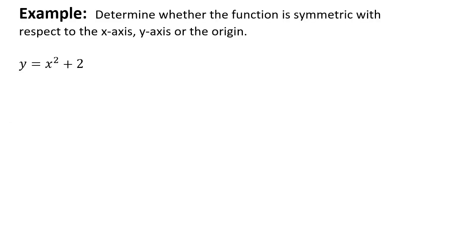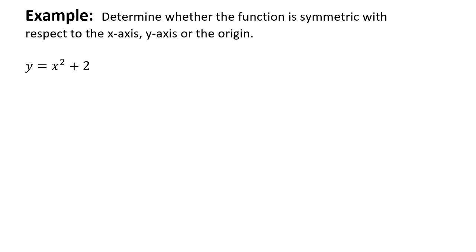We're asked to determine if the function is symmetric with respect to the x-axis, the y-axis, or the origin. In this case, y equals x squared plus 2. So let's check the x-axis first. So we start with y equals x squared plus 2. We're going to replace x with negative x and see if we get the same equation. Back again. This is symmetric with respect to the x-axis.